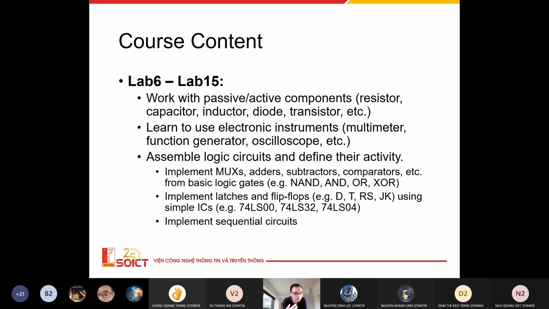For example, you can use some basic logic gates to implement the mux, adders, subtractors, and comparators. You also need to implement some latches and flip-flops, as well as sequential circuits, by using some simple ICs such as 74LS00 or 74LS32. Okay, that is the course content.